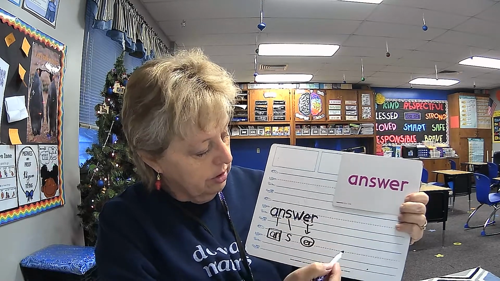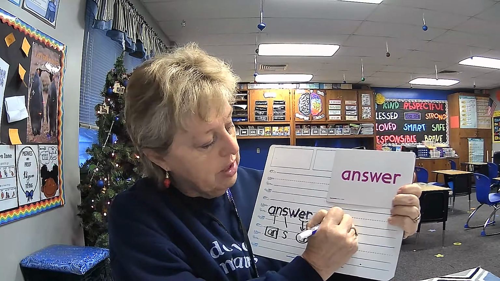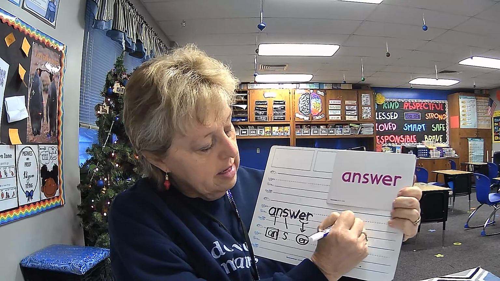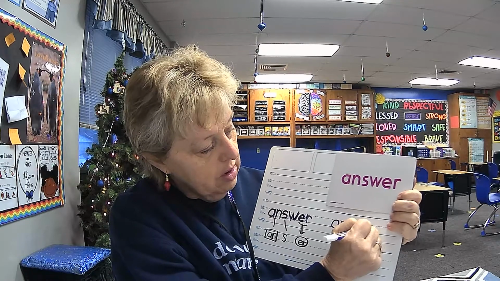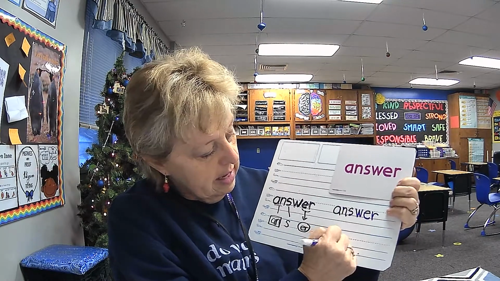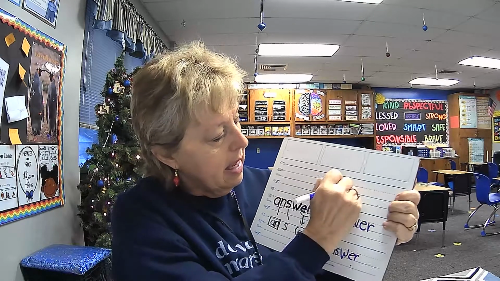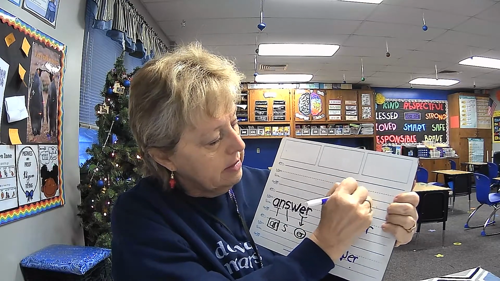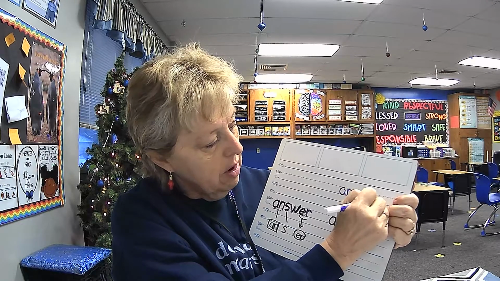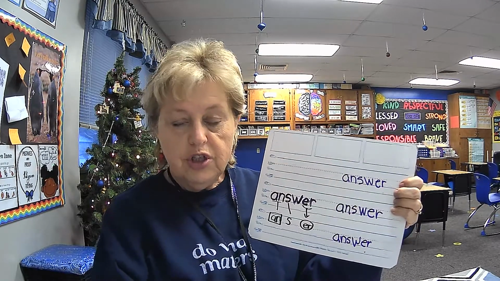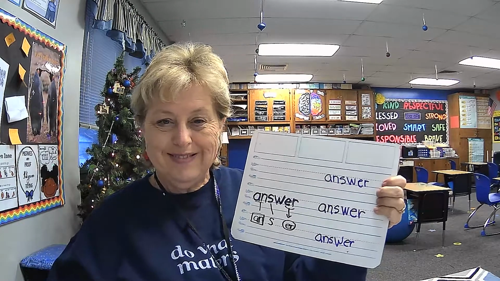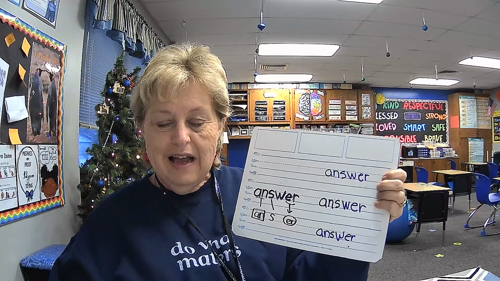A-N-S-W-E-R. Answer. And write it three more times. A-N-S-W-E-R. A-N-S-W-E-R. That W is really tricky. A-N-S-W-E-R. Answer. Show your teacher your work. And new slide. Or if you're on paper, just write the next word.